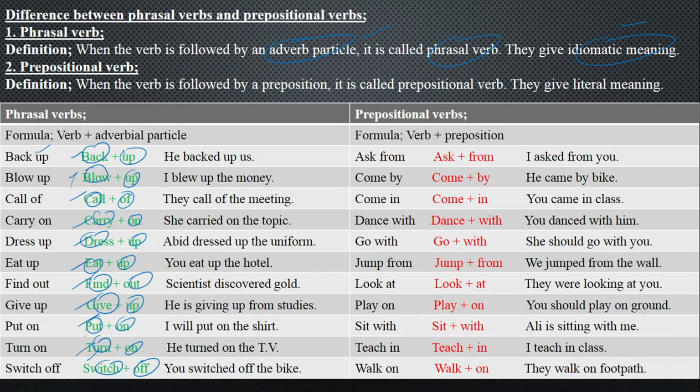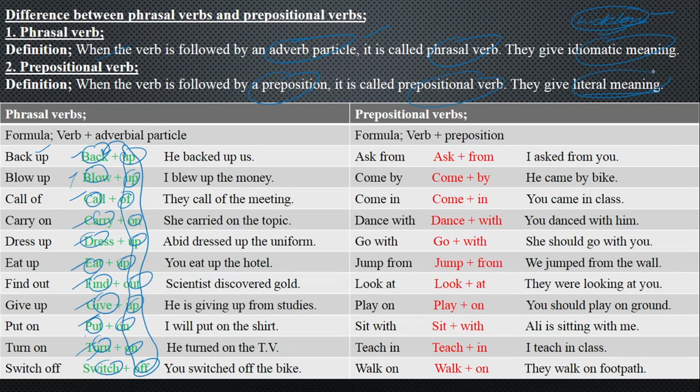See, keep in your mind, these are called the adverbial particles. They add something in the meaning of verb and change the meaning into an idiomatic meaning, the hidden meaning. They are very different in meaning. And prepositional verbs are which verbs? When the verb is followed by a preposition, it is called prepositional verb, and they give literal meaning. Whatever they have the meaning, they will give the same meaning.